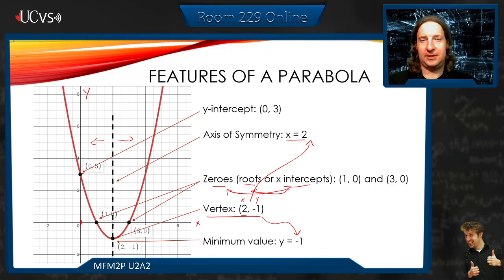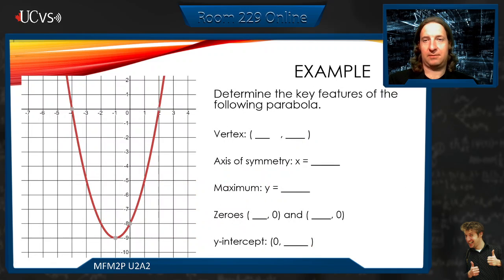Okay, so those are all the important features of a parabola. What you're going to have to be able to do is take a parabola, like this one, and extract all that information. So let's start out here. Vertex, that's pretty straightforward. Where's the bottom? I look on my x-axis, that's -1 and -9. So my vertex, I went over 1 and I went down 9.